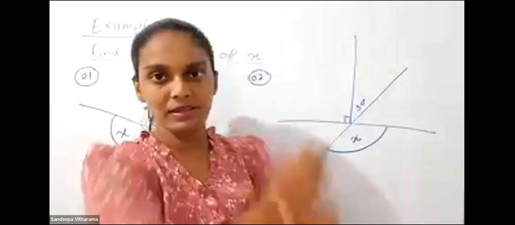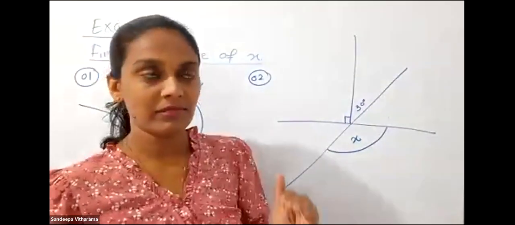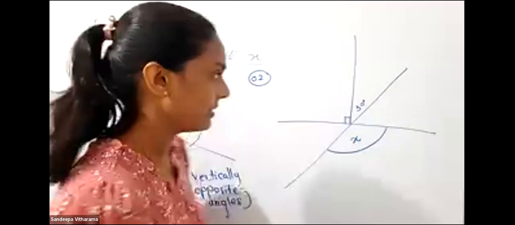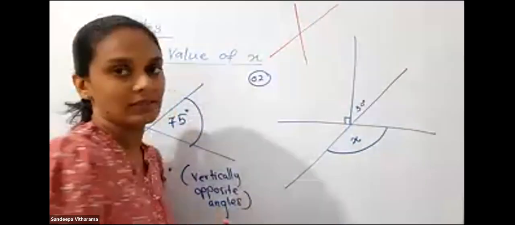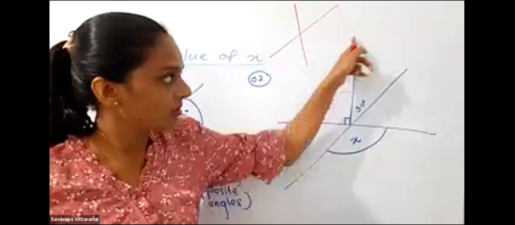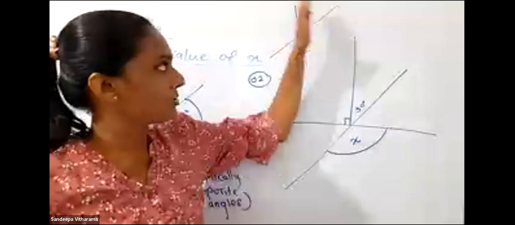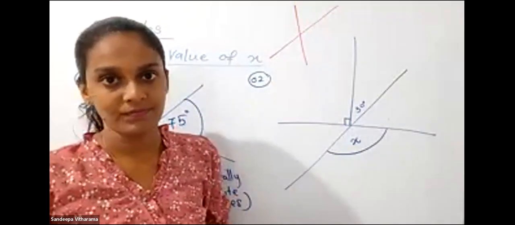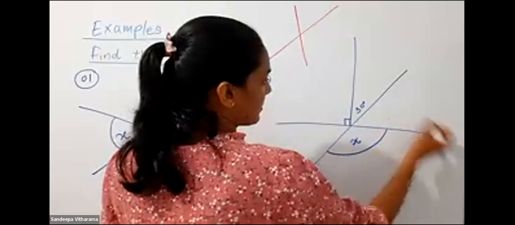Then look, when vertically opposite angles are formed, the two straight lines should cross each other like this. Okay? They should intersect like this. It's not just only here. Can't stop like that. They should pass each other. Okay? So look at here because of these two straight lines.